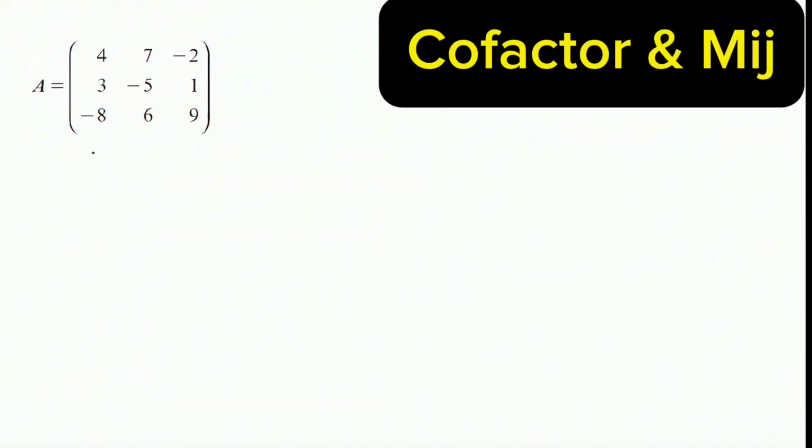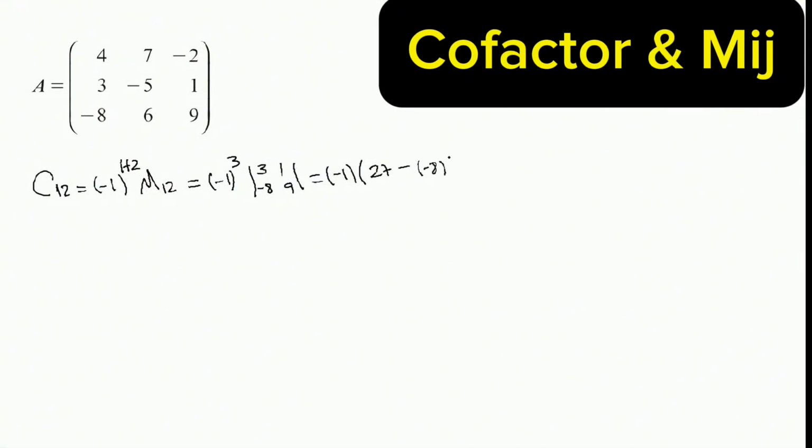Let's calculate the cofactors of the second column. Cofactor 1,2 is equal to negative 1 raised to the power of 1 plus 2 times the minor 1,2. So, negative 1 to the power of 3 times the minor 1,2. We eliminate row 1, column 2. We are left with the elements 3, negative 8, 1, 9. So we have negative 1 cubed, negative 1, times 3 times 9, 27, minus negative 8 times 1, negative 8. We add them and get negative 35.